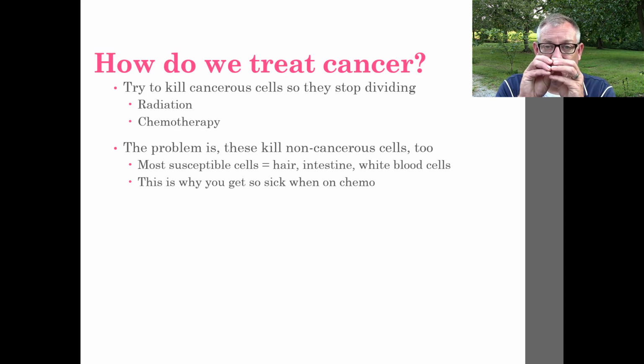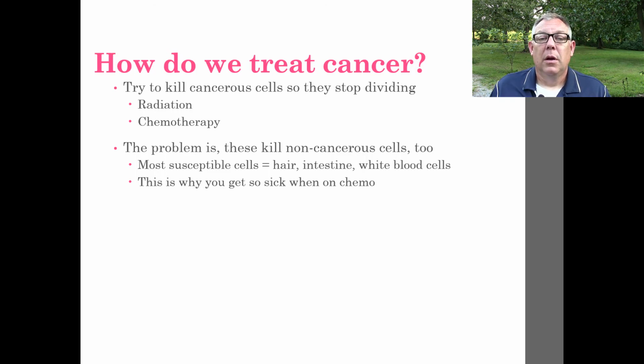Radiation is sometimes good because you can target a certain area and you're only killing cells in that area. But chemotherapy's problem is that it kills all kinds of cells. And so the most susceptible cells to chemotherapy are ones that are actively dividing, like hair cells, intestine cells, white blood cells. And so that's why you get so sick when you're on chemo. You're poisoning cells, and you're trying to poison the cancer cells without poisoning too many of your other cells. But it's a delicate balance, and that's why you get so sick when you're on chemotherapy.